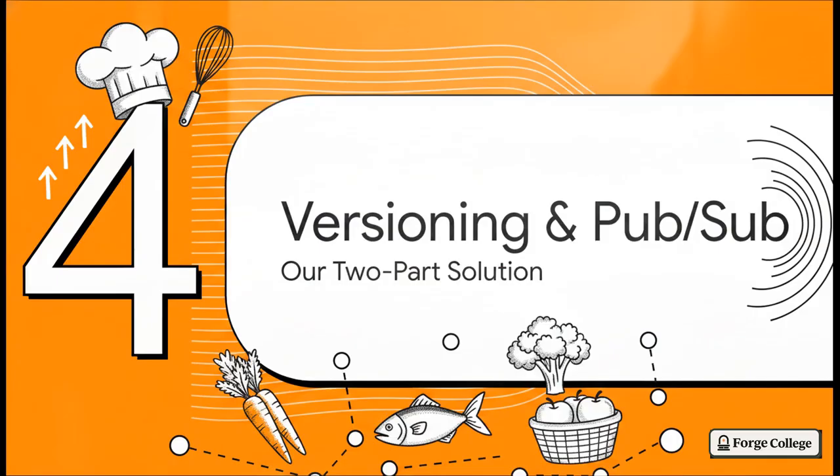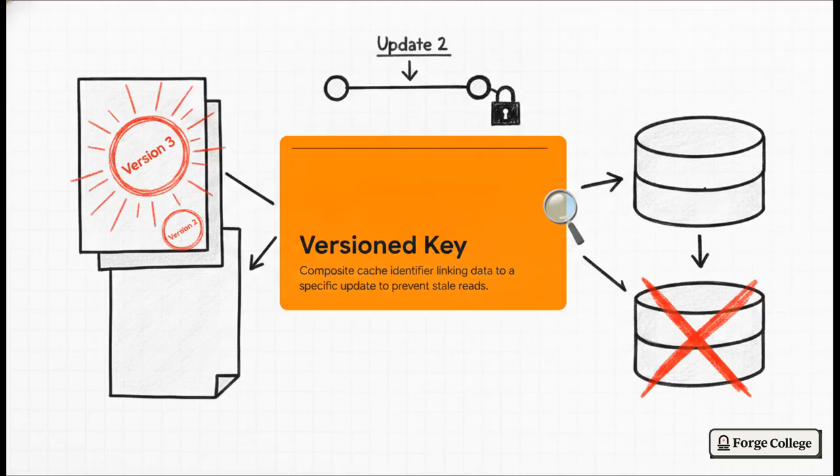Section 4, versioning and pub/sub, our 2-part solution. Weapon number 1 in our arsenal is the versioned key. Instead of just saving data under a basic lazy name like resource1, we use a composite cache identifier like resource1 v2. This links the data directly to a specific update generation. It's exactly like physically stamping a giant red version 2 on an engineering document. If a new draft comes out stamped version 3, nobody is going to accidentally use the old blueprint. These versioned keys completely prevent race conditions and those nasty stale reads we just talked about.